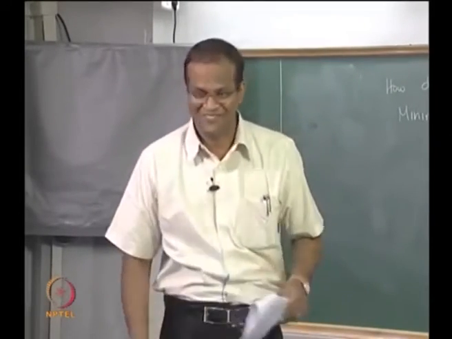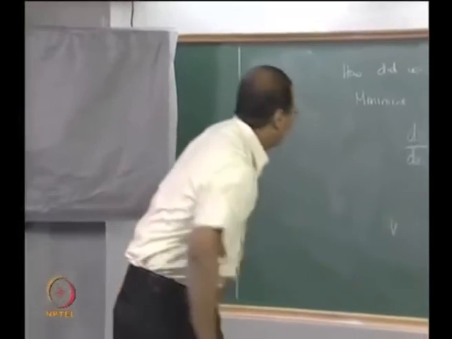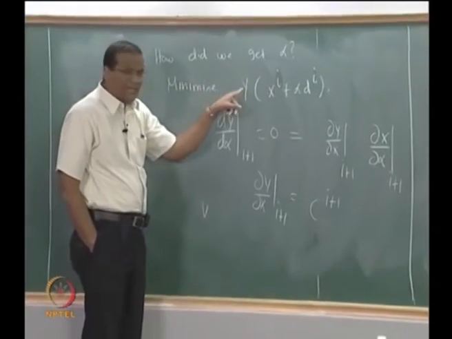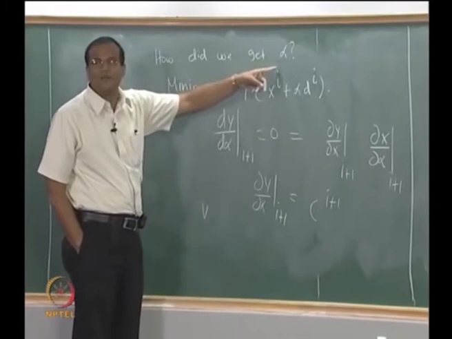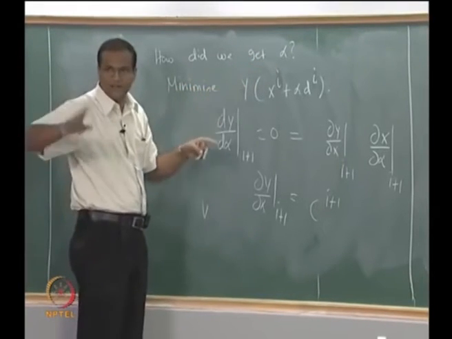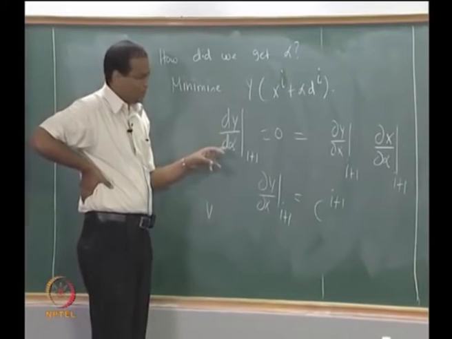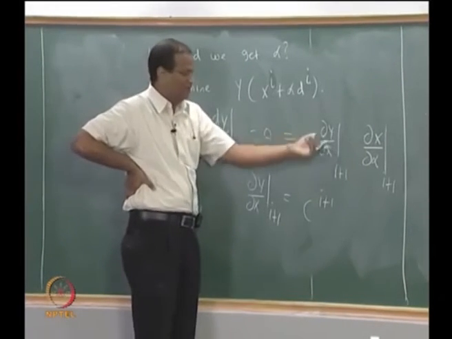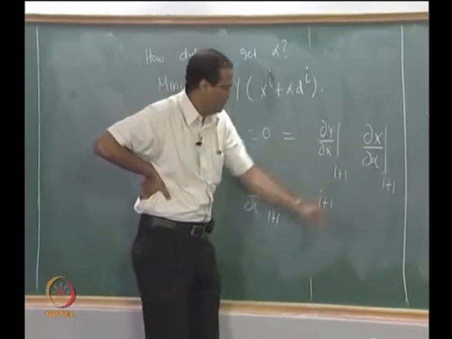I didn't do any cheating here. That's why I gave an example, x1 minus 8 whole square plus x2. That's how you got alpha. You put dy by d alpha equal to 0. I am writing dy by d alpha as a product of two derivatives, dy by dx into dx by d alpha.